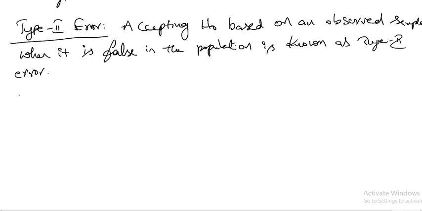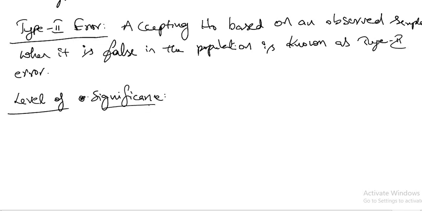Level of significance. Next definition, level of significance. So in the definition, level of significance. Right now, last one.